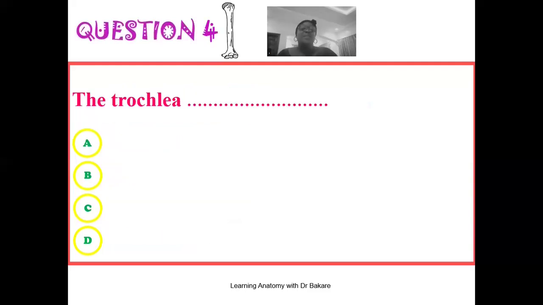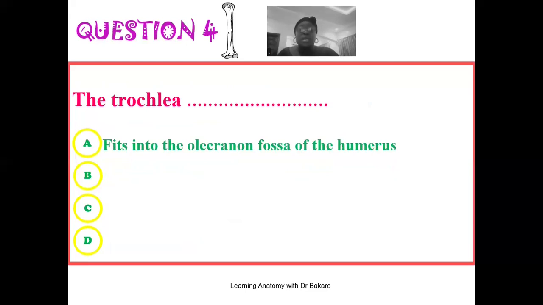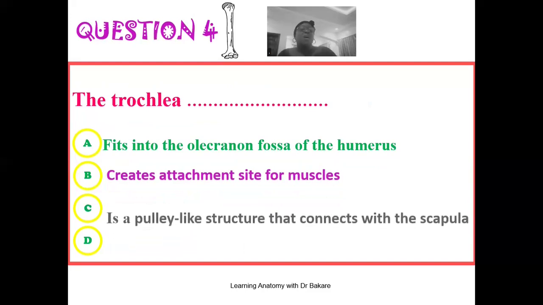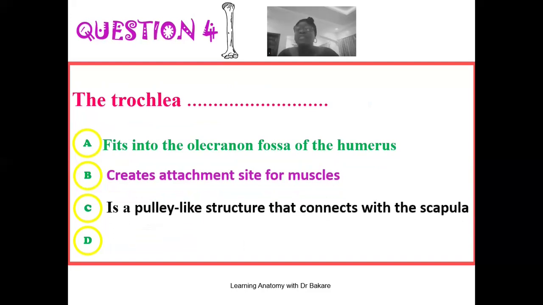The next question here reads that the trochlea fits into the olecranon fossa of the humerus, or is the trochlea seen to create attachment sites for muscles, or is the trochlea a pulley-like structure that connects with the scapula, or none of the above? The correct answer here as it relates to the trochlea is none of the above. None of the above statements here is correct as it relates to the trochlea.